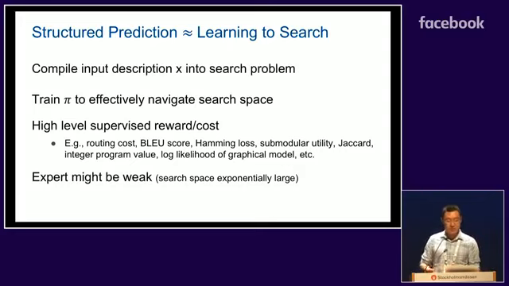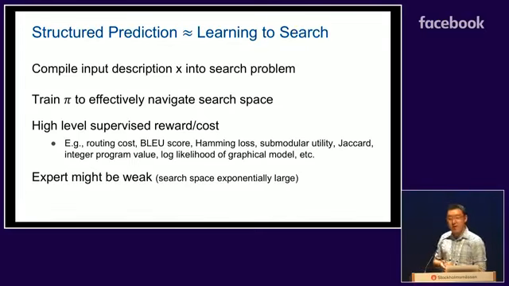And there are a few different considerations. There's some high-level supervised reward or cost function that we're trying to maximize or minimize, such as routing cost, the BLEU score if you're doing translation, Hamming loss, submodular utility, Jaccard score, et cetera. And we want to train a policy that, in this case, reduces to a set of supervised learning problems where the supervised learning error guarantees lift back up to doing well on the original high-level reward or cost.